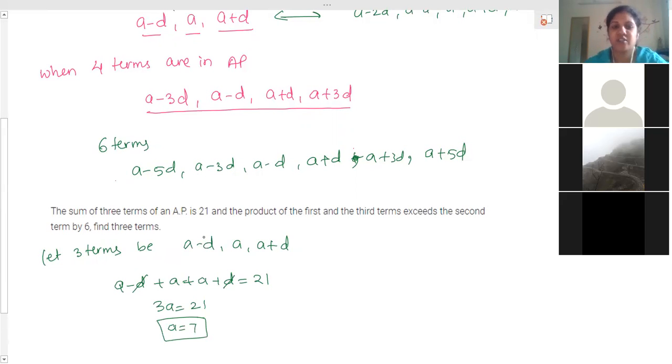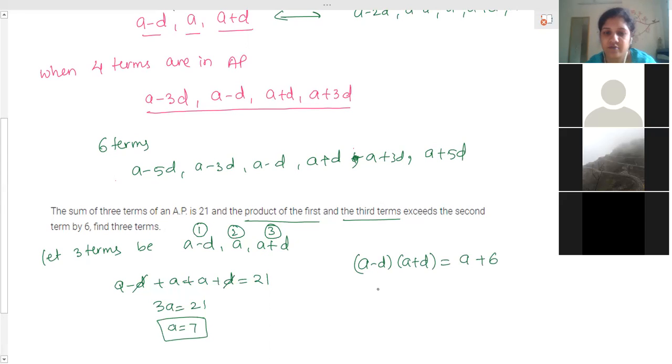And now what is the relation they have given? Product of the first and third term. This is the first term, this is the second term, and this is the third term. The product of the first and third term exceeds the second term by 6. That is, the product of first and third, A minus D into A plus D, is greater than the second term. The second term is A, by how much? 6.